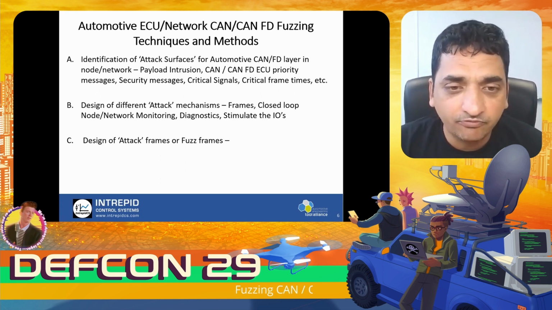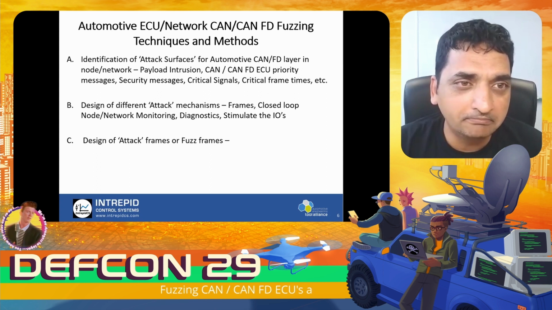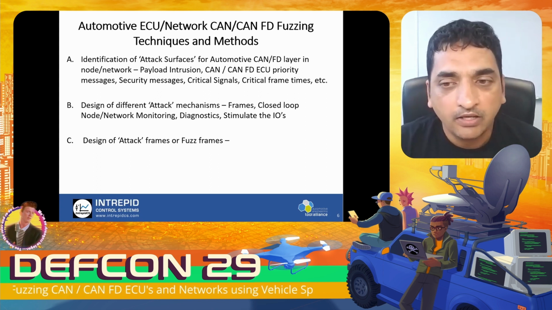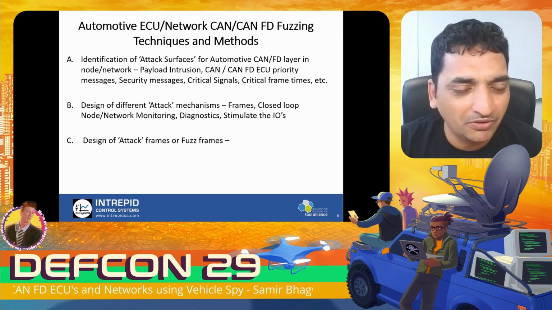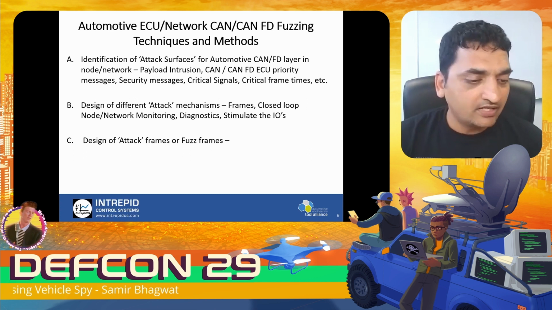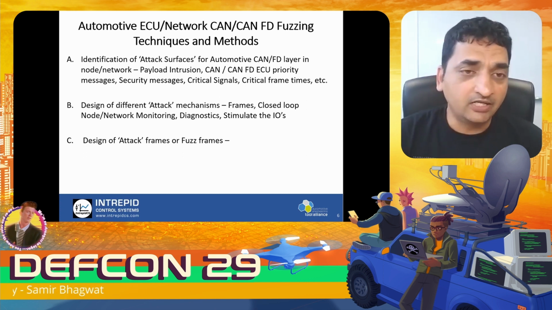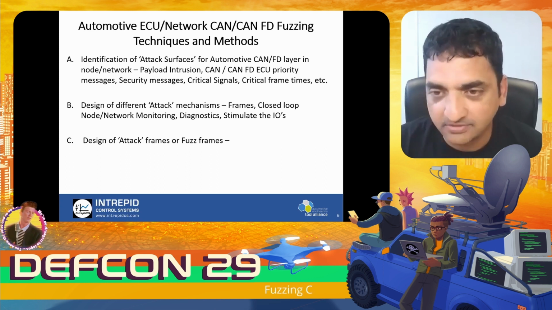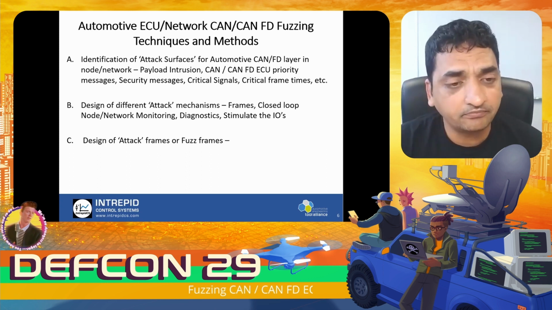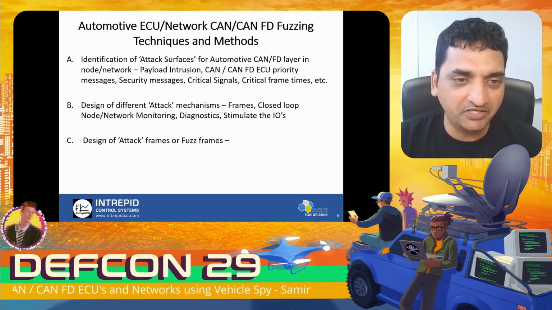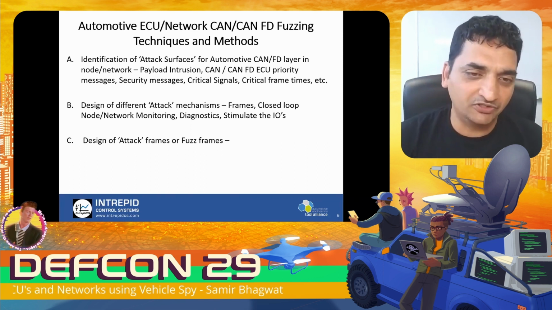Some of the mechanisms which would be useful include monitoring the nodes for their abnormal outputs, such as through diagnostic queries. You can query the diagnostics, or you can stimulate the IOs, for example, and then observe the response on the network while the fuzz tests are being run. In the ECU world, getting feedback from the system is the key to making sure the fuzzing actually gives relevant results.